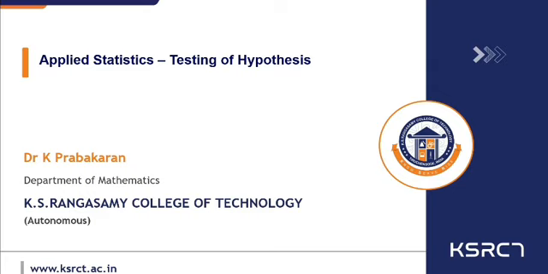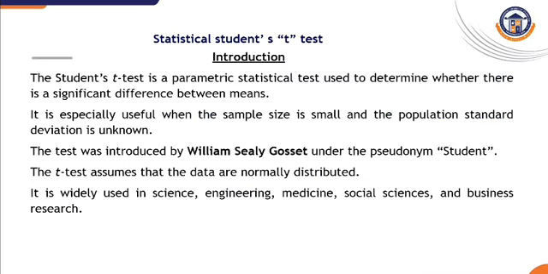Today we see the Applied Statistics course, one of the important topics, testing of hypothesis. In testing of hypothesis we have many types: the t-test, F-test and chi-square test are available. In today's class we see the student t-test. Before going to the test, we will see a small introduction.